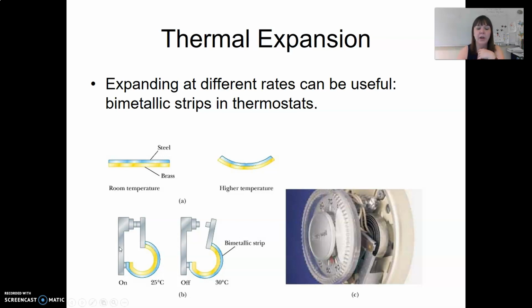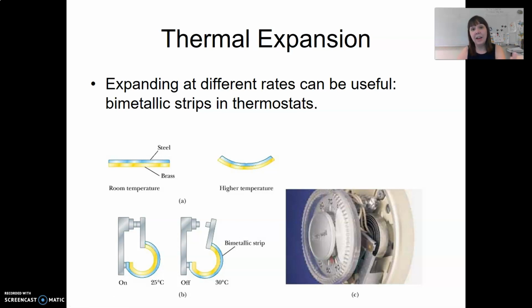So here you've got your thermostat on. It is heating up your home, and then once it has heated, that brass will expand, and when it expands, it'll push that strip backwards and turn the thermostat off. That's how it knows to turn on and off with the temperature. It has to do with that rate of thermal expansion.